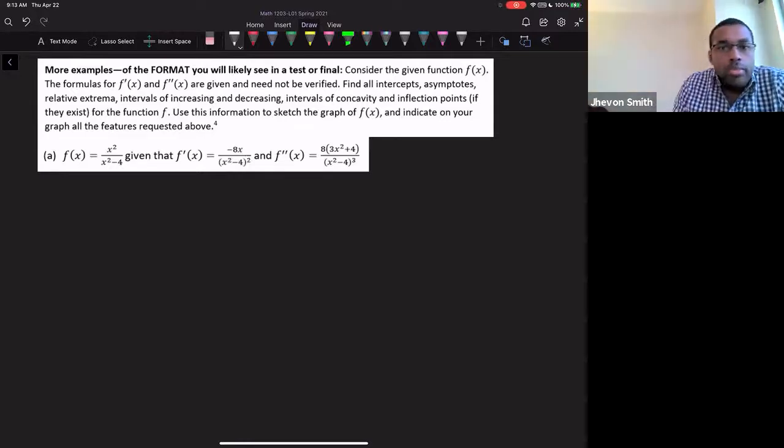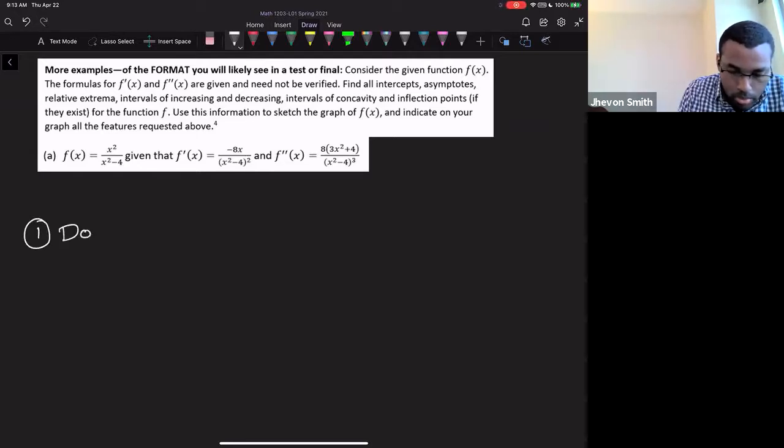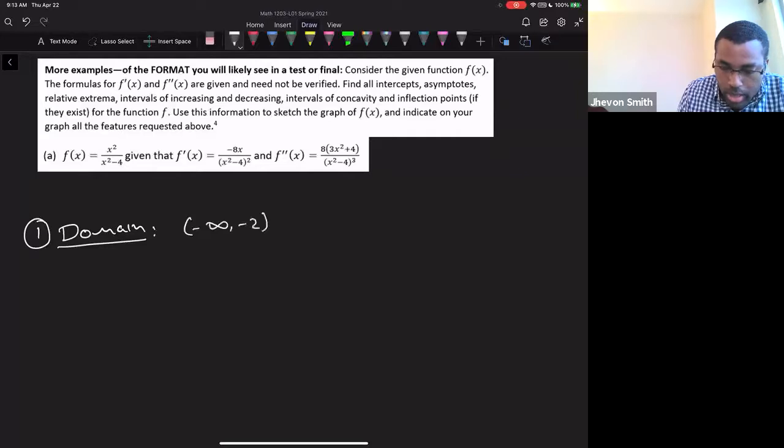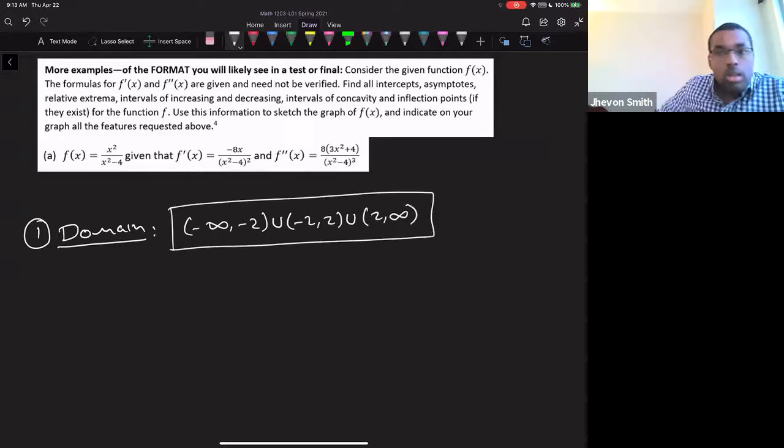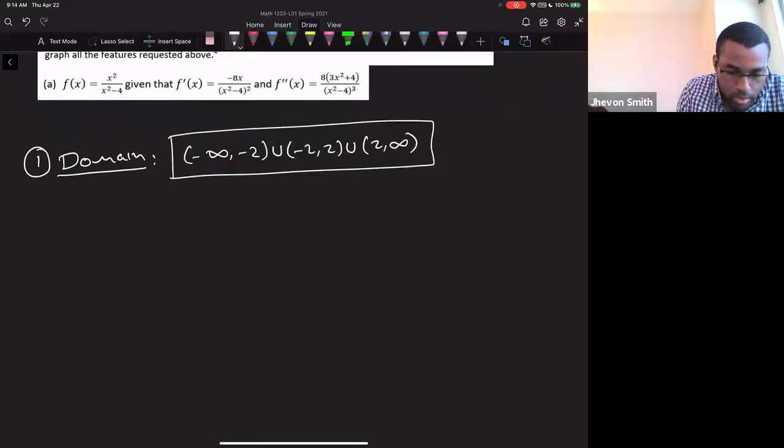So this is our function that we're going to graph, x squared over x squared minus 4. So 1, domain. At this point, you should realize that the domain cannot include 2 or -2. So that's our guy, right? x squared minus 4 equals 0. You get x equals plus or minus 2. So you cannot be plus or minus 2. You have to avoid plus and minus 2. So, all right, cool. Moving on to the intercepts.